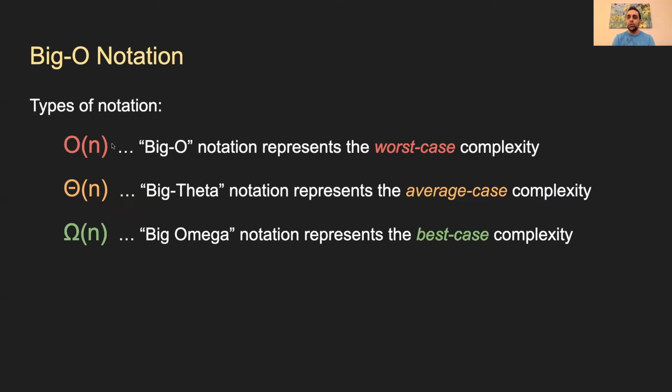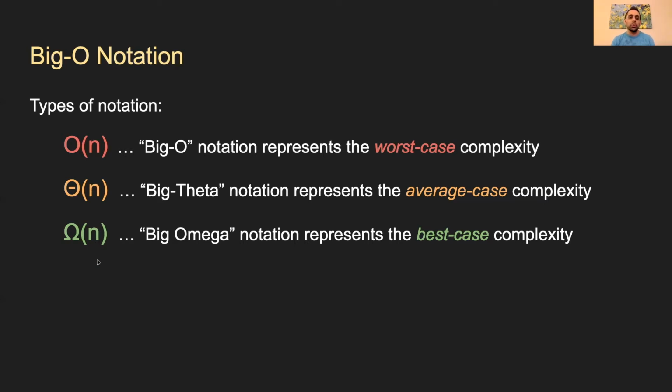So that's what big O notation is used to represent. But other notations that you might come across, one being big theta notation, represents your average case complexity. And finally, we have big omega notation, which represents your best case complexity. So just to give examples of these.